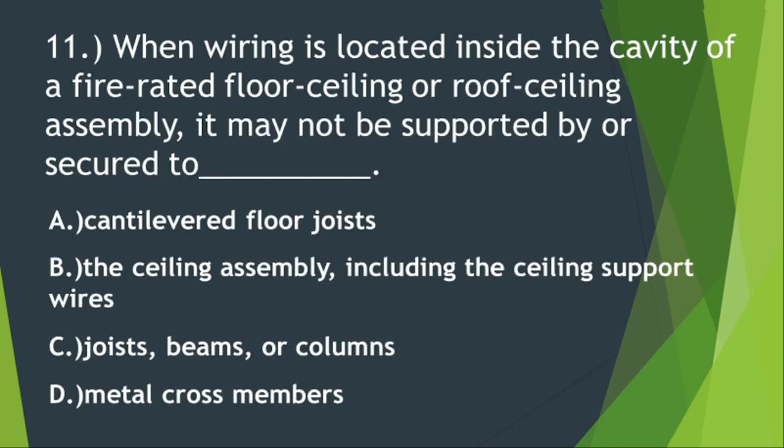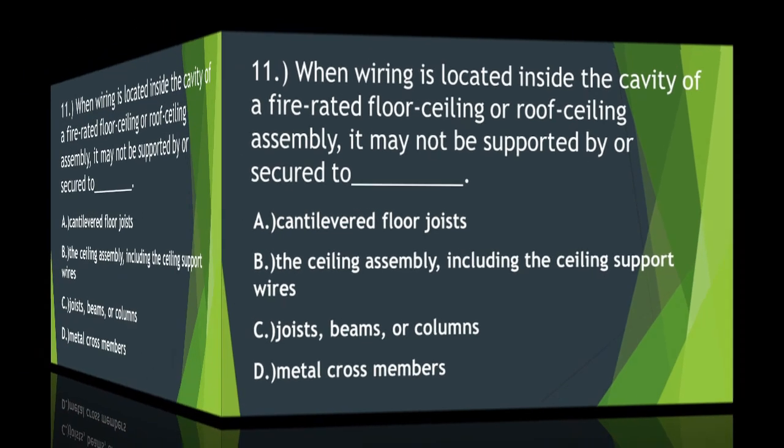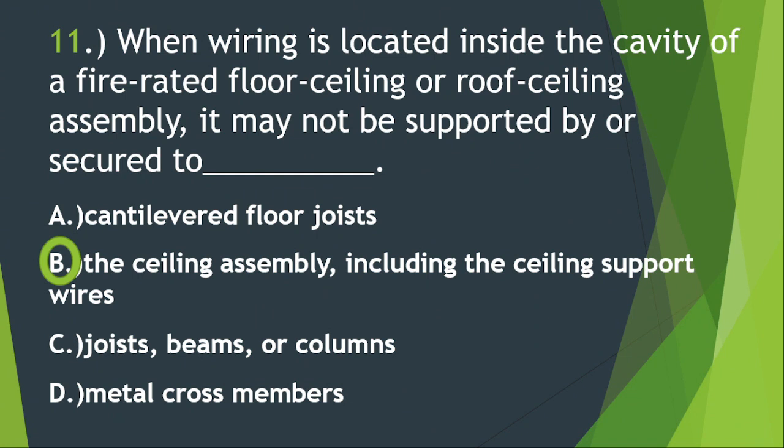Number 11. When wiring is located inside the cavity of a fire-rated floor ceiling or roof ceiling assembly, it may not be supported by or secured to blank. A. Cantilevered floor joist. B. The ceiling assembly including the ceiling support wires. C. Joist beams or columns. D. Metal cross members. Correct answer is B. The ceiling assembly including the ceiling support wires.